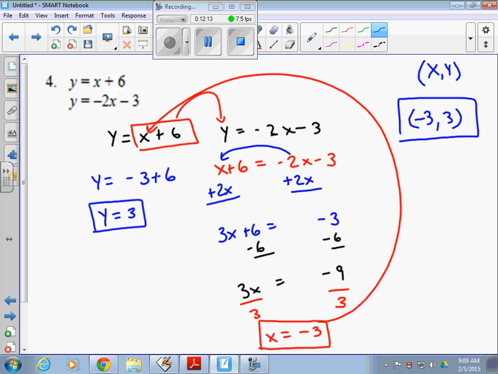Again, if you graph those equations, they would cross at negative 3, 3. That's what we're looking for.